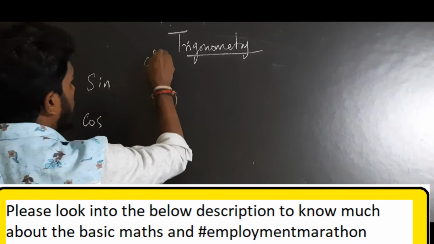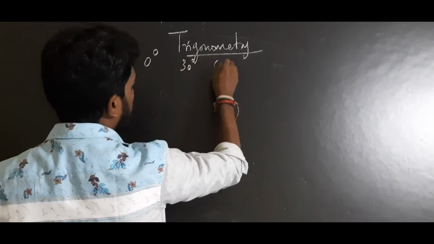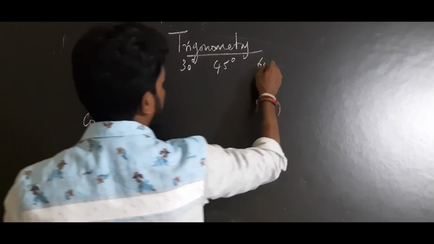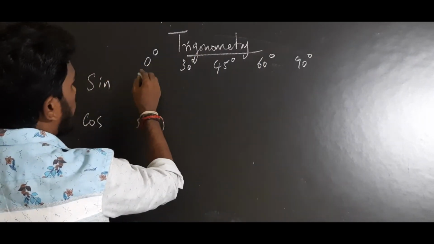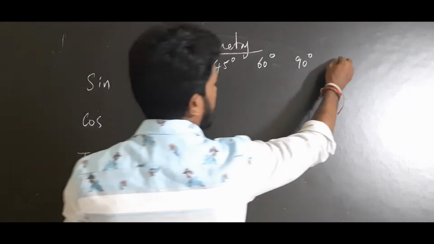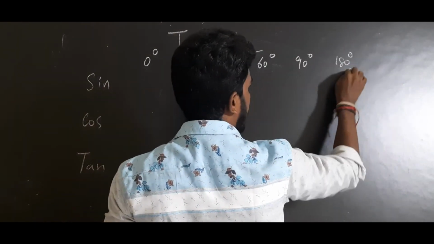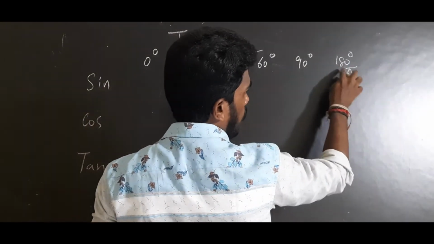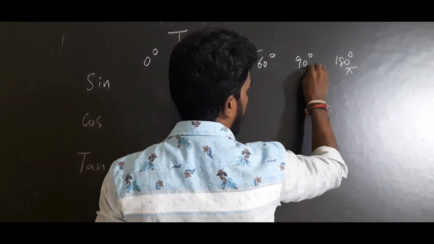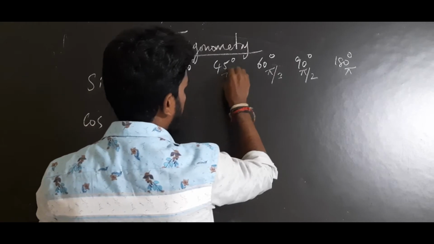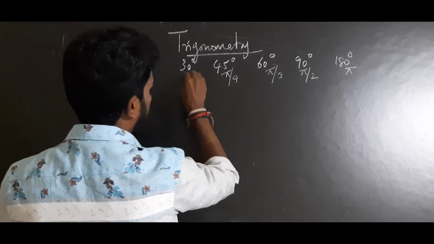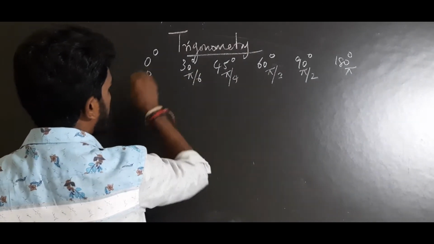So 0 degree, 30 degree, 45 degree, 60 degree, 90 degree. This can also be expressed in the form of pi and 180. Let me add 180 degree also. 180 degree is pi. We call 180 degree as pi. Pi by 2 will be 90 degree. Pi by 3 will be 60 degree. Pi by 4 will be 45 degree and pi by 6 will be 30 degree, and this is 0.